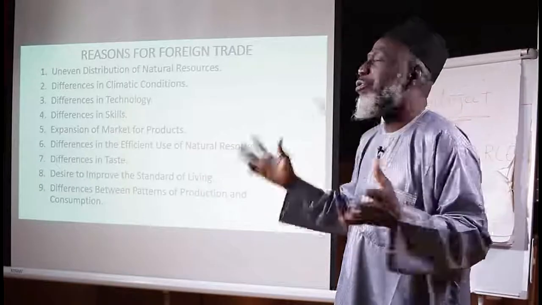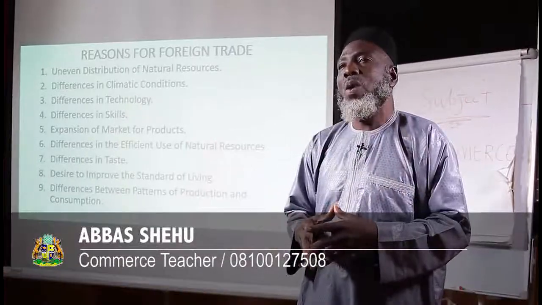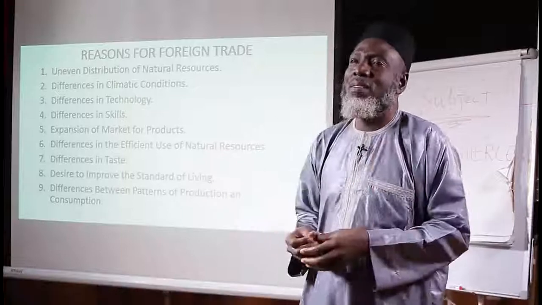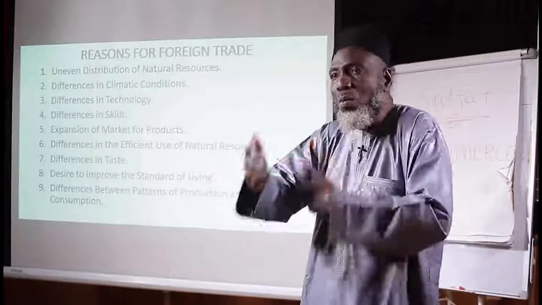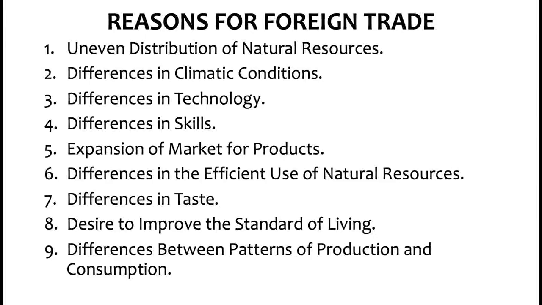Then we have expansion of market for products, where we have goods that have markets, that are in need, that are in demand. Of course, countries will sell more to those countries. And we equally have number 6, differences in terms of efficient use of natural resources. You may have the resources. If you are not efficiently using the resources, you may not have what you will sell. But where you use it efficiently, you'll be able to have it in excess and then sell to those that are in need of such resources that they don't have.